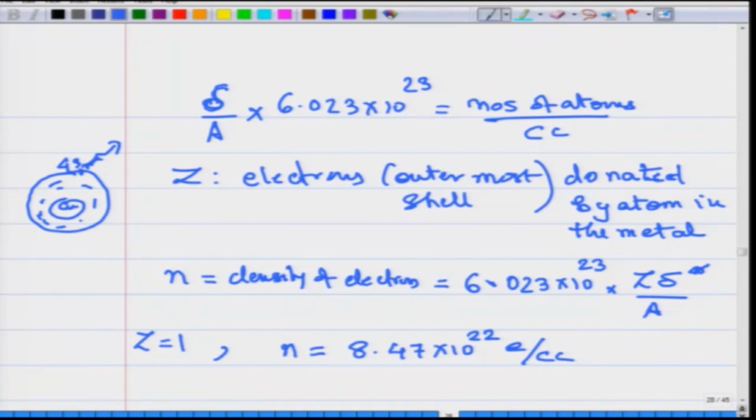This is the density, and now again let us go back to the Drude's model and look at the resistivity. The resistivity is m divided by Ne square tau. So, rho is something you can measure.